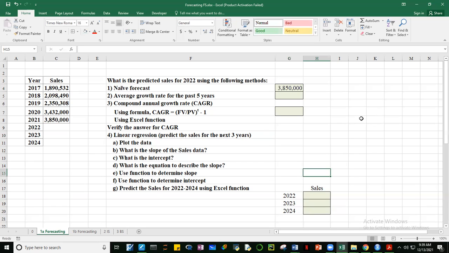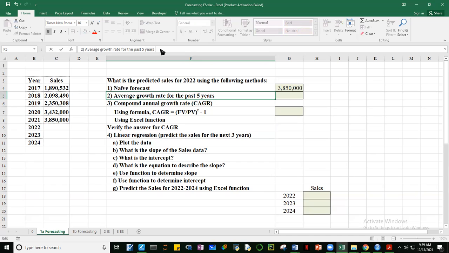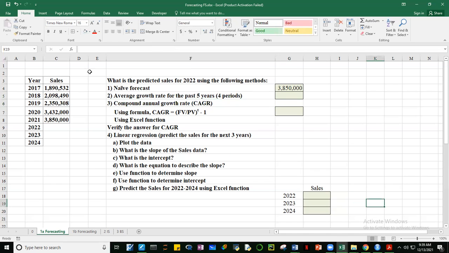All right. Next, guys, we're asked what will be the sales if we're using the average growth rate for the past 5 years. It's 5 years, but it's actually how many periods are there? 1, 2, 3, 4, 5. 5 years, but this is also 4 periods, right? 4 periods siya, no? Kasi one period is between 2017 and 2018. So that's one growth rate. And then 2018 to 2019, that's another growth rate. So there are 4 growth rates here, which means there are 4 periods.